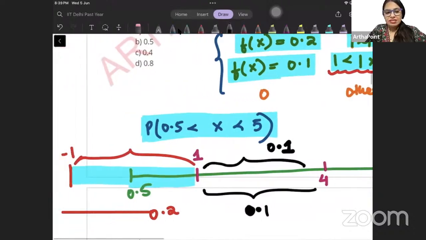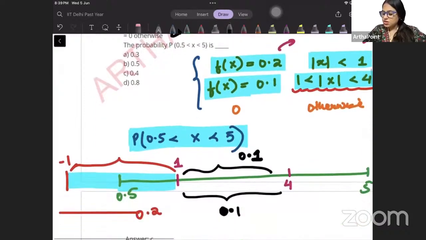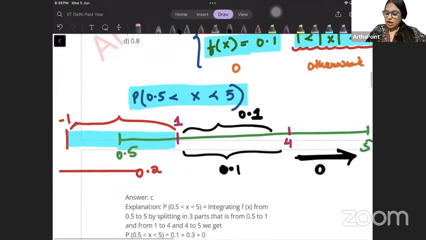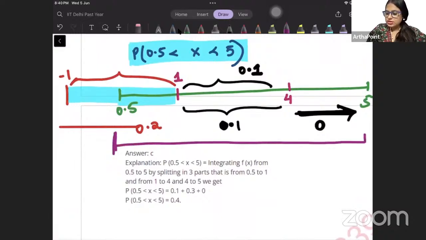And now anything before or after that, it says it is 0 otherwise, which means between 4 to 5, it has not been given to me and it is going to be 0 otherwise. Now what I need to do is evaluate this part.